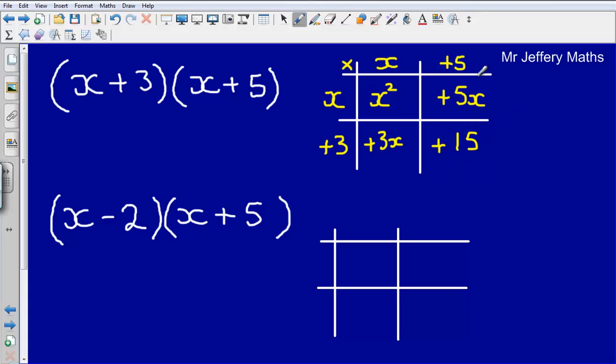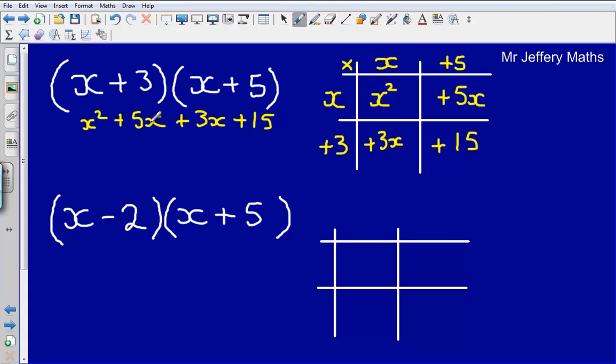Now this is the first step to expanding these brackets. We now just need to put these together. So we've got x squared + 5x + 3x + 15.